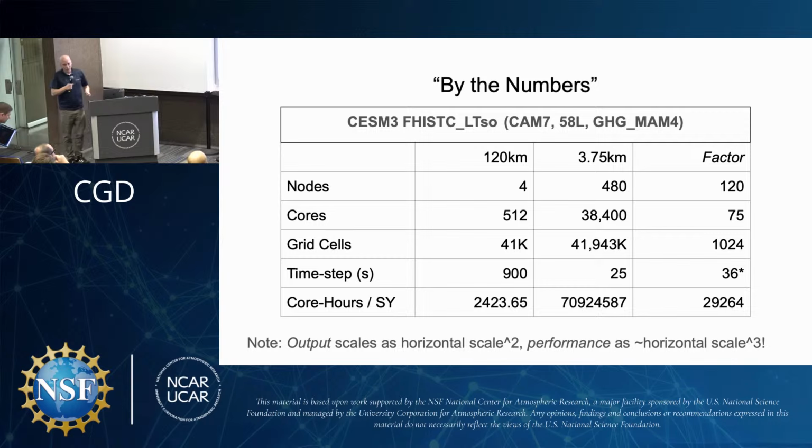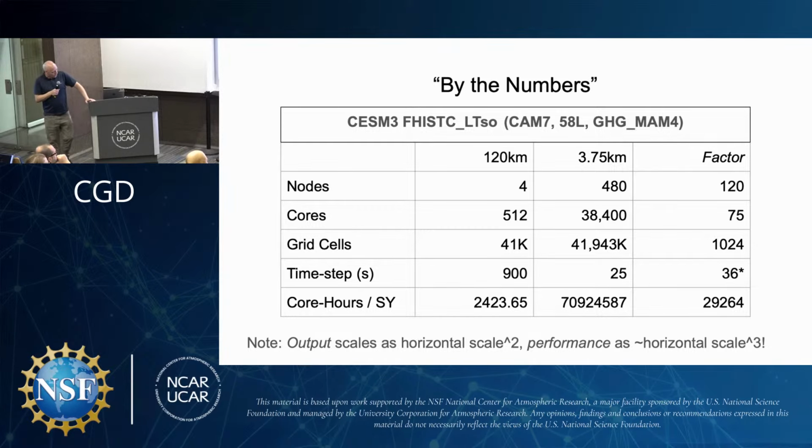All right, I always like to look at the numbers because they horrify me and impress me at the same time. So this is a comparison we did with 120-kilometer, our word salad. This is the CESM3 atmosphere-land with greenhouse gas, MAM4, so 58 levels. If you look at this, out of the box, we can run this in a CAM-MPAS configuration on 4 nodes. The 3.75 kilometer needs 480. It's a pretty big run. Cores, we're running on 38,400 for the 3.75 kilometer. Grid cells, there's a factor of 1,000 difference there. That's a big thing. And the time step, there's another factor of 36.